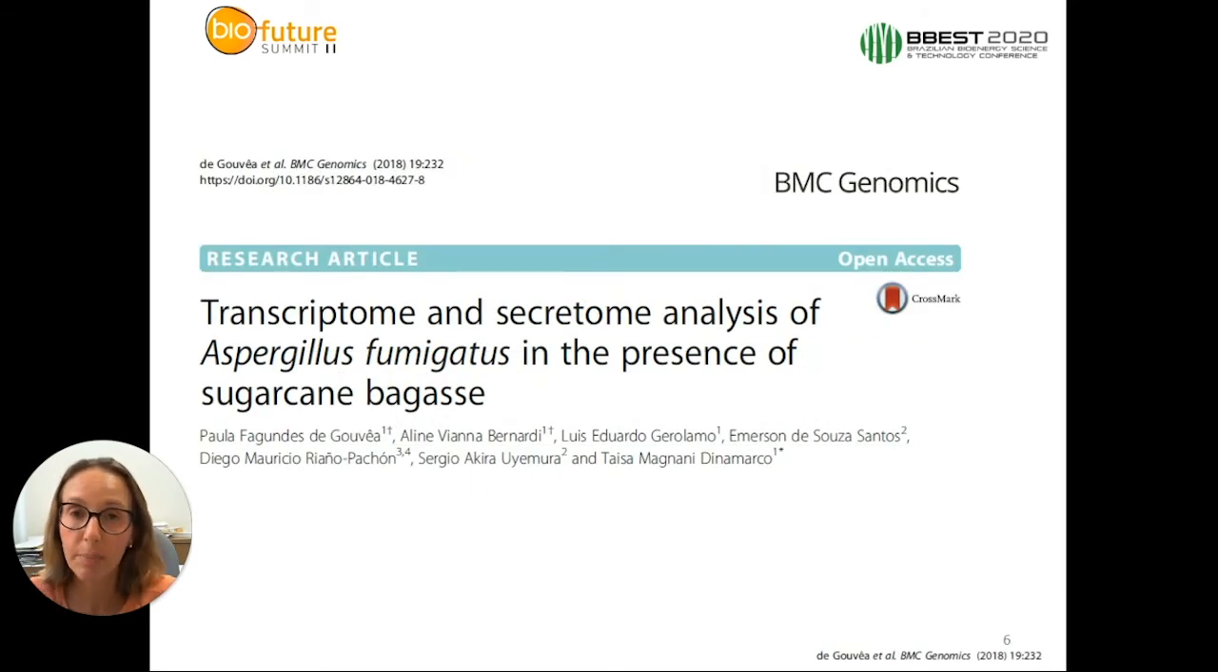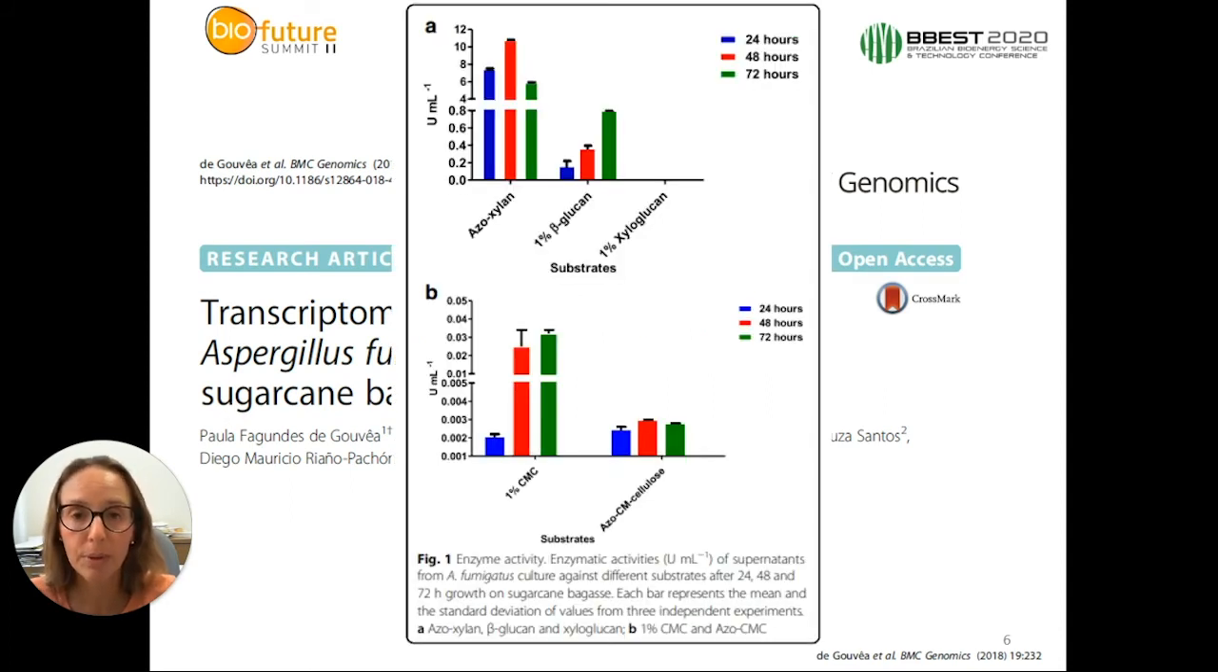In order to identify potential new genes and proteins involved in SEB, sugarcane exploded bagasse breakdown, we analyzed the transcriptome and secretome of Aspergillus fumigatus in the presence of sugarcane bagasse. First of all, we analyzed the activity of the enzymes secreted in the medium, and we detected this activity after 3 days of culture, except xylanase. No enzyme activity was detected prior to 24 hours.